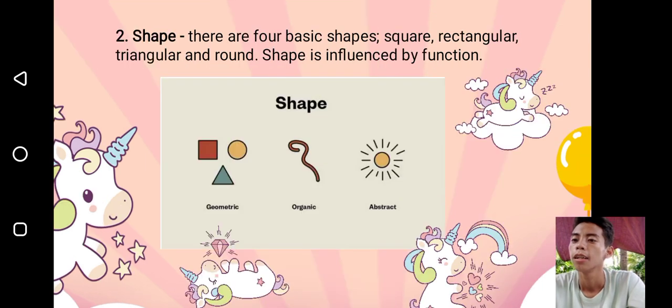So next, shape. So there are four basic shapes: square, rectangular, triangular, and round. So shape is influenced by function. So as you can see in the picture, mo na siya ang mga different types of shapes.